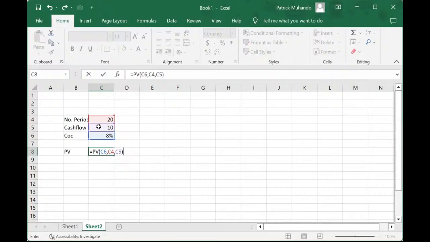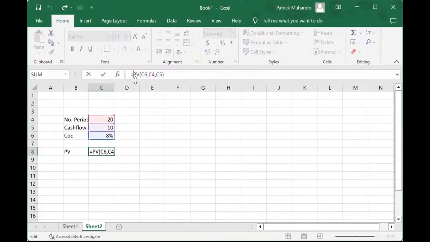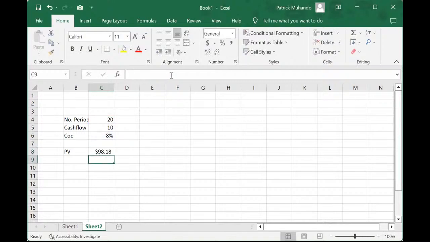Great. Because we have been made to understand that these are payments, what a good student like Patrick will do is go back a little bit. In the formula bar, put a minus after equals. Thank you very much. Enter now. So you get in this case 98.18. I'll be showing you how to change those to dollars.